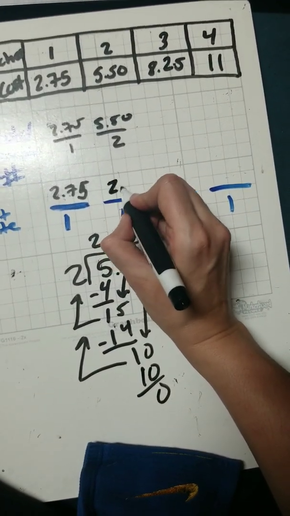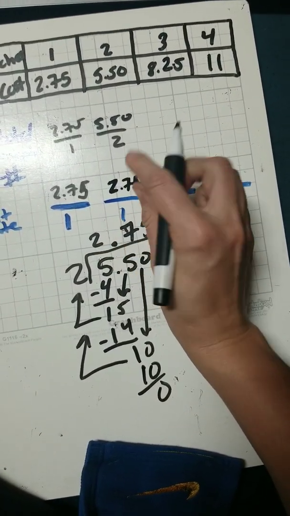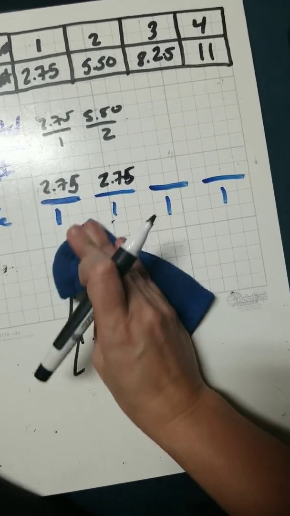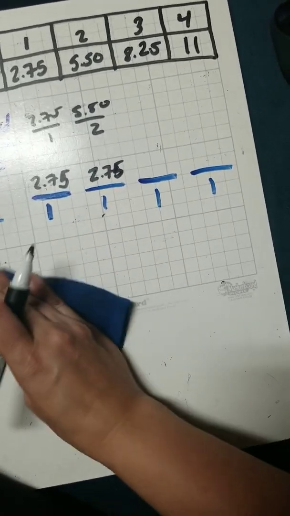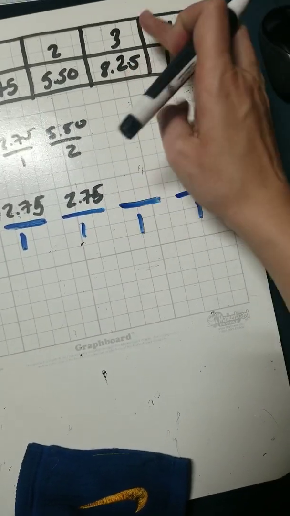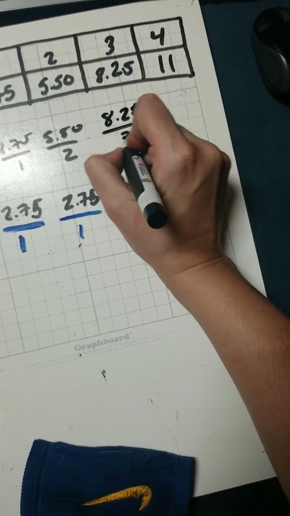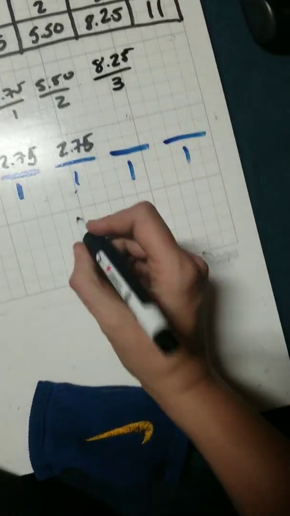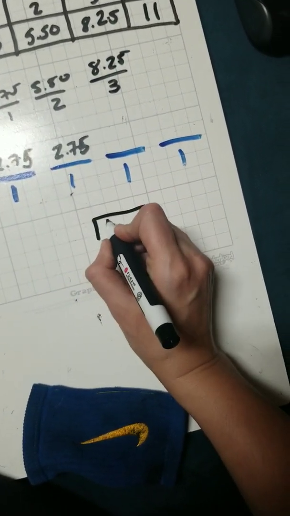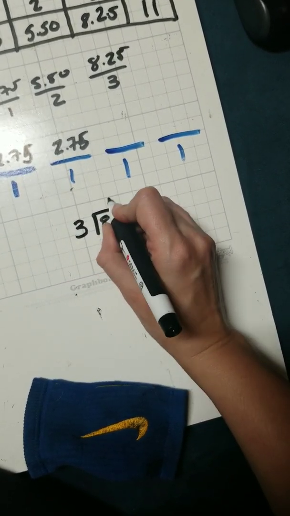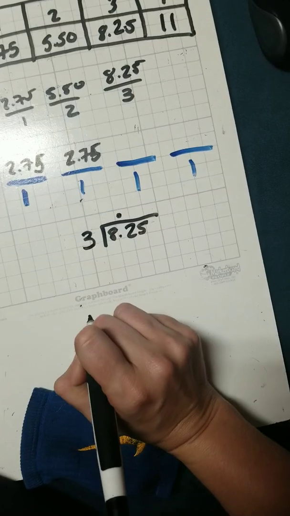So this is $2.75 for one lunch, which is the exact same as what we got just prior to doing that. Now I'm going to do 825 divided by 3. So I'm going to go top in, bottom out. This decimal is going to go straight up to the top, and it's going to stay there.